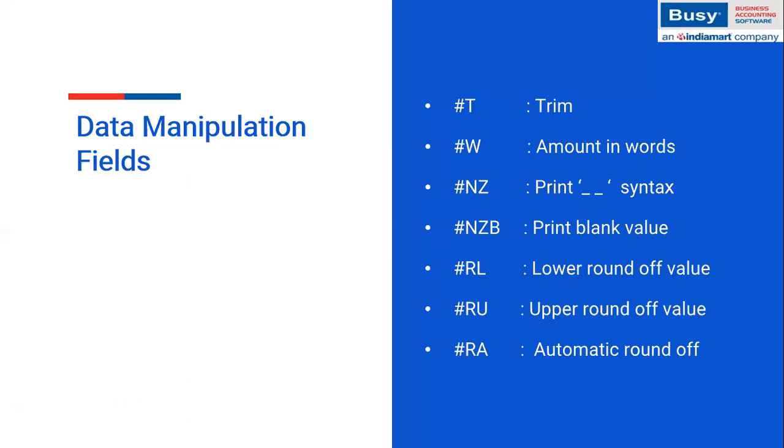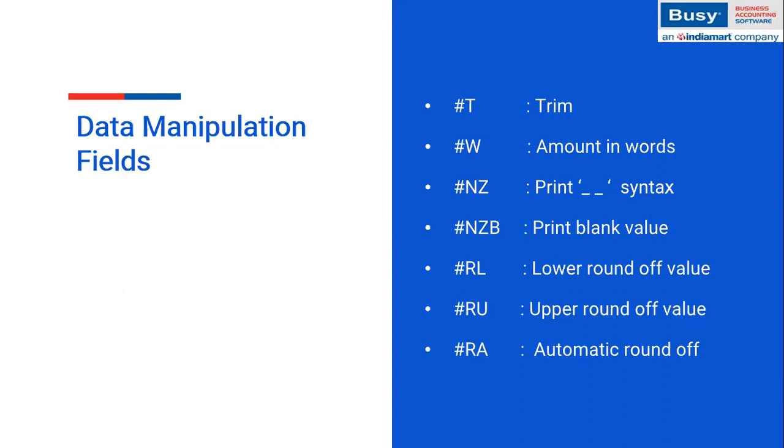And hashtag NZB will print the blank value. Let's suppose I configure 20 characters in a field and the amount is 10 rupees. It will print 10, and the rest will be printed as a blank value. Nothing will be printed there.